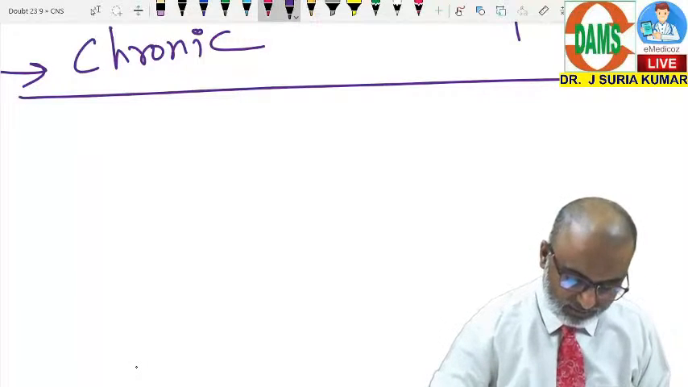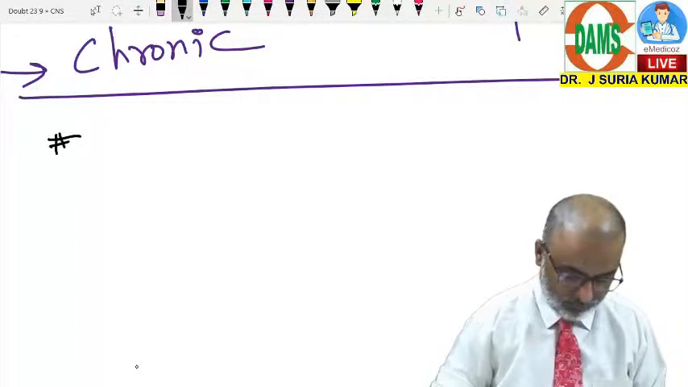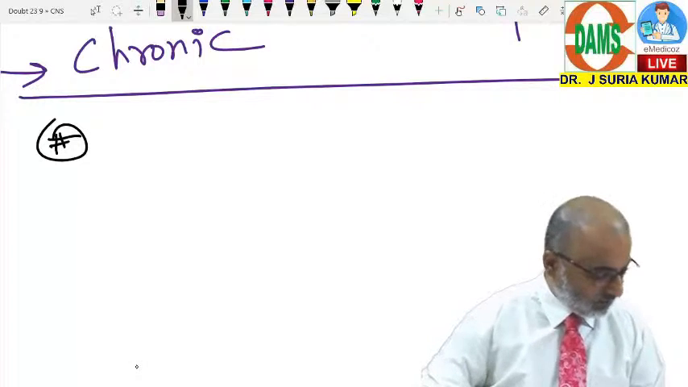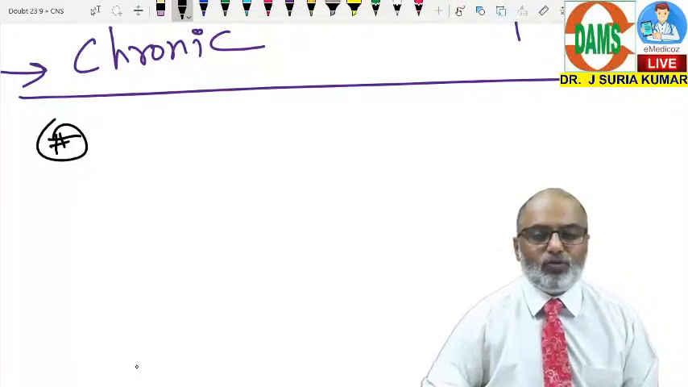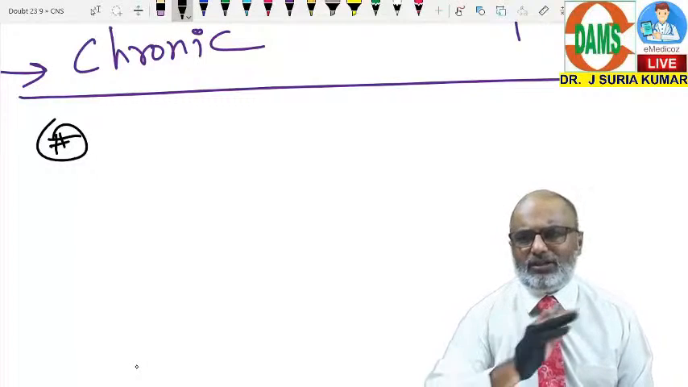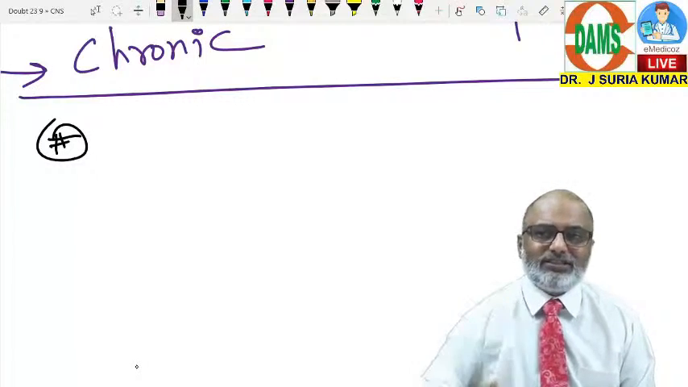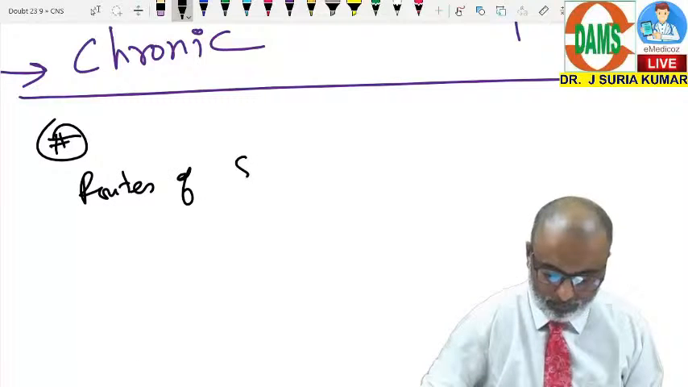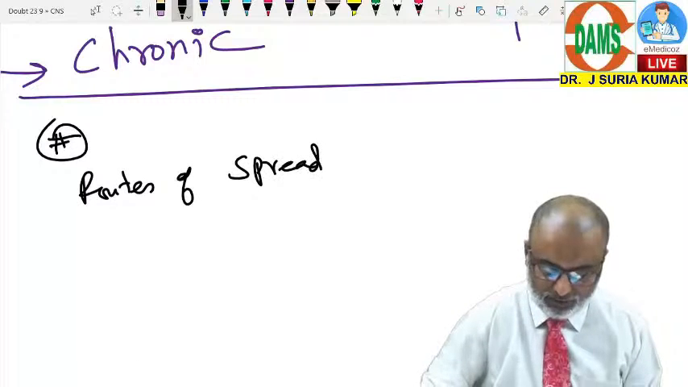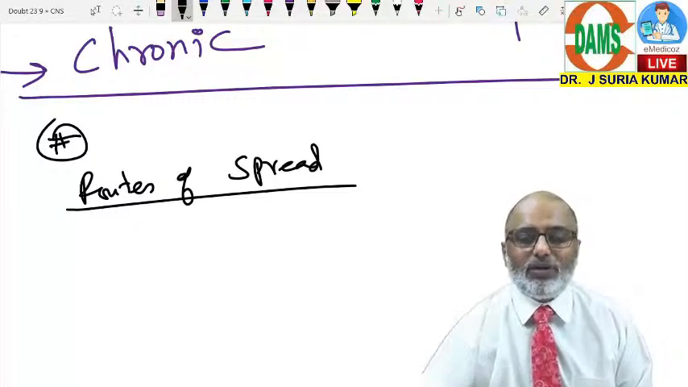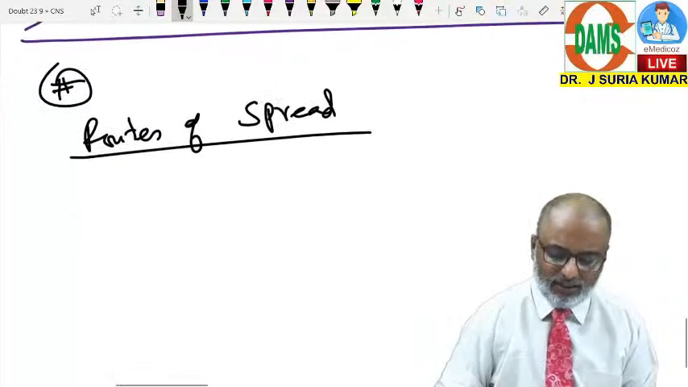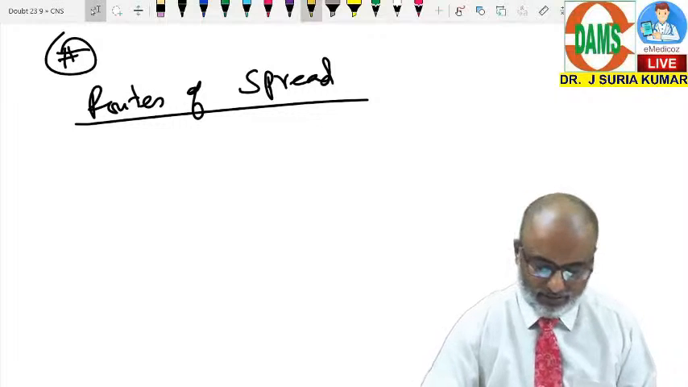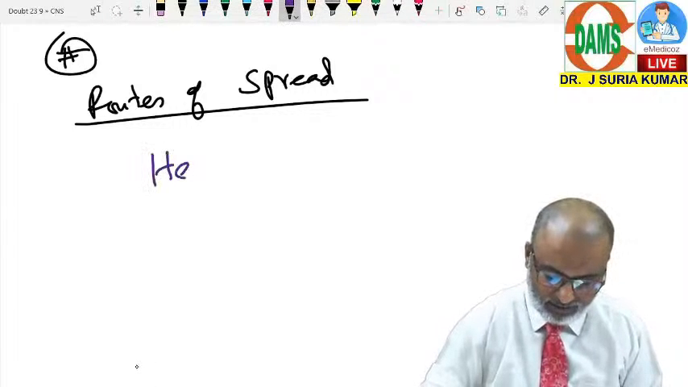Next is routes of spread. So these are all the agents, how they reach the site, routes of spread. If you know the basics, when you read the individual organism, easily you can correlate. I am integrating many things. Very common one is hematogenous spread via blood.